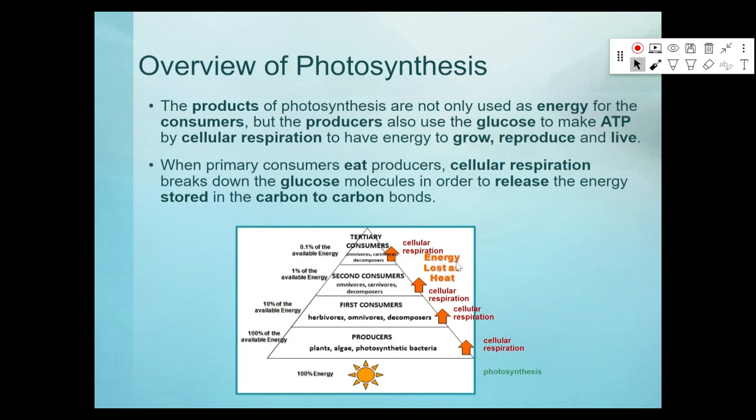So the products of photosynthesis are not only used as energy for the consumers, right? And we're consumers. So we use that photosynthesis to feed ourselves through plants. But the producers also use glucose to make ATP by cellular respiration. So we talked about ATP a few lessons ago, or the last lesson that we did, and that's adenosine triphosphate.